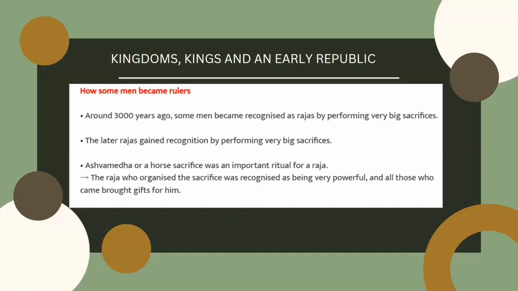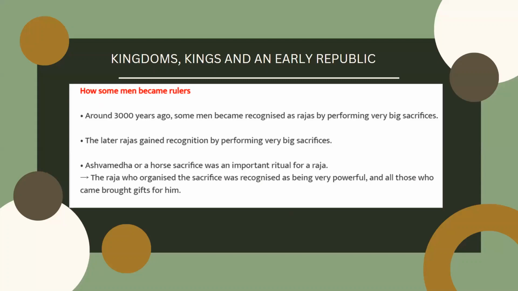Before beginning to discuss the question answers, I will just give you a quick recap, a summary of the particular chapter. So the chapter is Kingdoms, Kings and an Early Republic. So how some men became rulers.